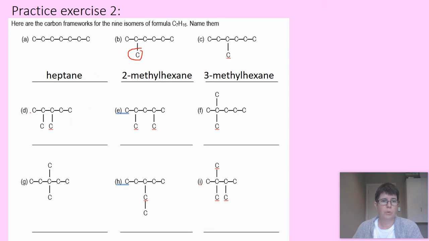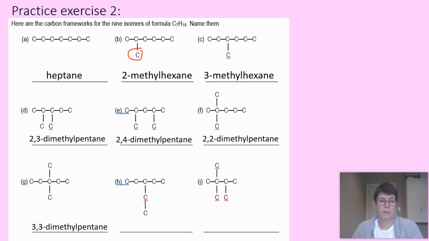Or we could shorten the chain to 5, so then we've got pentane, and then we need 2 methyl groups. So it's 2,3-dimethylpentane, or 2,4-dimethylpentane, or 2,2-dimethylpentane, okay? Or 3,3-dimethylpentane. So you can play with where the methyl groups go. Just make sure that when you're doing isomers, you don't draw the same molecule just drawn differently.